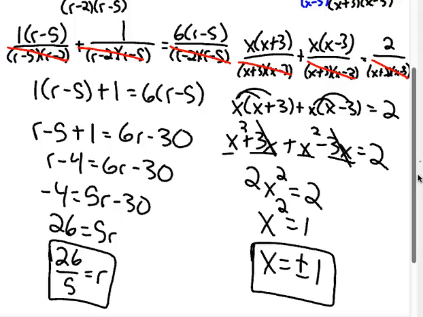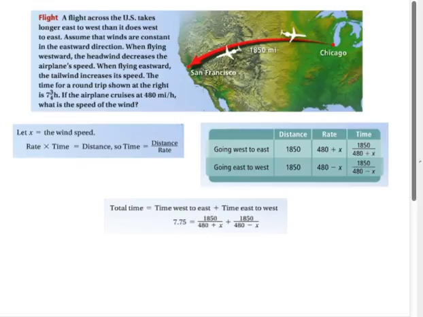All right, so let's wrap up this chapter with a word problem. A flight across the United States takes longer east to west than it does west to east. Assume that winds are constant in the eastward direction. When flying westward, the headwind decreases the airplane's speed. When flying eastward, the tailwind increases its speed. The time for a round trip shown at the right is 7 3/4 hours. If the plane cruises at 480 miles an hour, what is the speed of the wind?